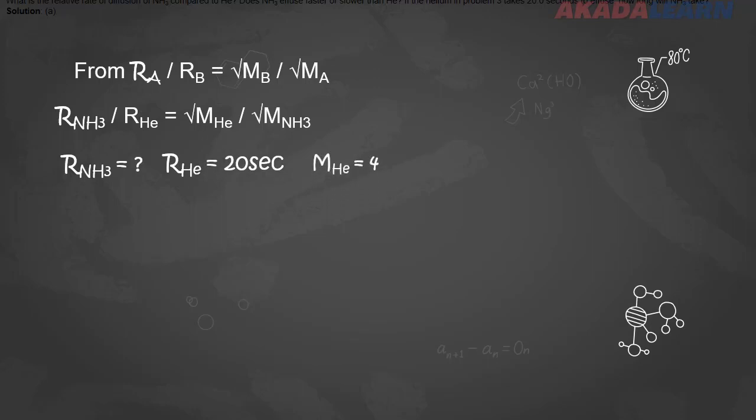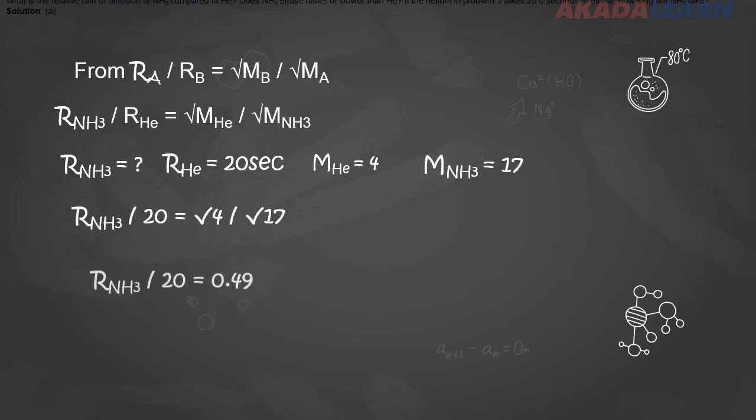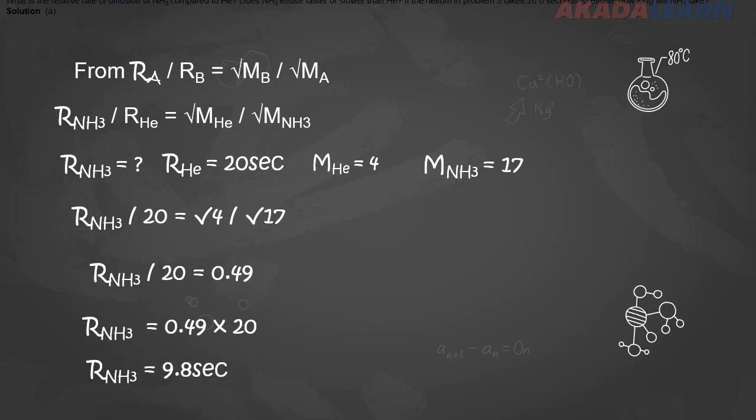The mass of helium is 4, and then the mass of ammonia is 17, that is nitrogen is 14 plus hydrogen, which is 1 in 3 places, so that means 17. Now if we input these figures into our equation, we go ahead and evaluate the right hand side. Then now we multiply, you will see that we are going to end up with the time for ammonia to be 9.8 seconds.